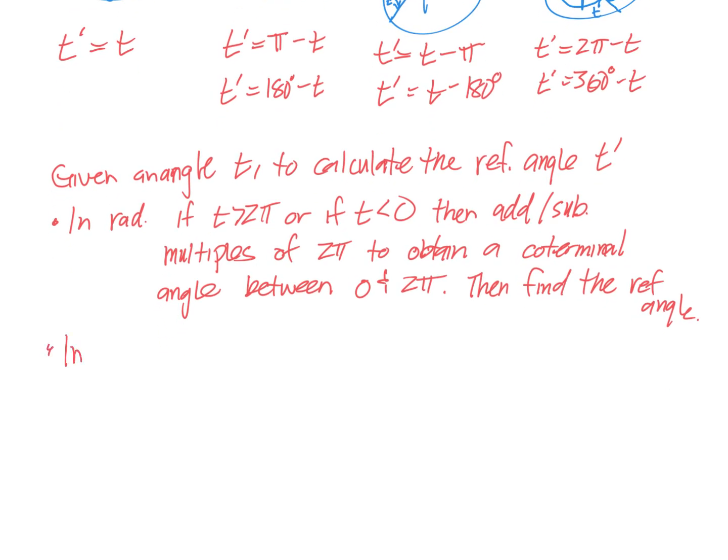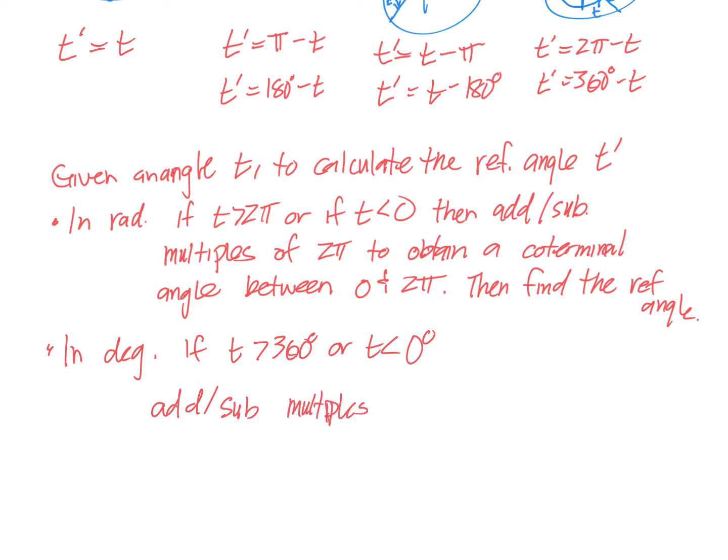And then in degrees, basically it's the same thing. If t is greater than 360 degrees, or t is less than 0 degrees, then you add or subtract multiples of 360 degrees until we get something that's between 0 and 360.